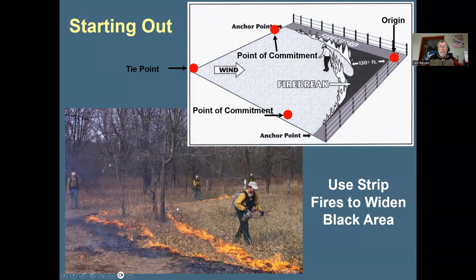And so that's what's happening in this picture. They're burning out this corner so that this person who's watching to make sure that this strip fire doesn't cause a spot fire across the break can move along up closer to the igniter who's way up here. So it's a way of managing your crew by burning out these downwind areas so that you don't have to worry about them as much.